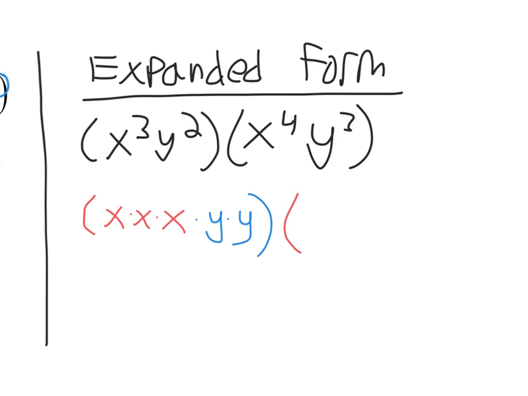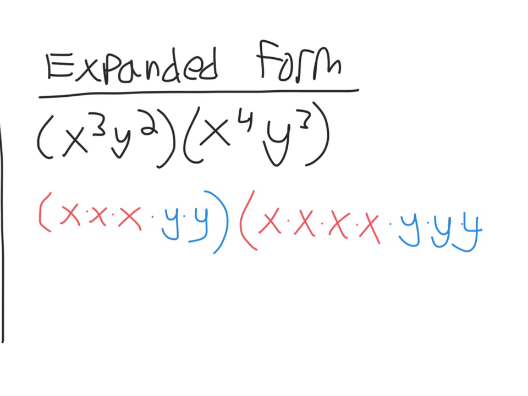All right, in the next parentheses we have x to the fourth, so that's going to be x times x times x times x, and then the y's, there's 3 of them, so that's times y times y times y. Let me move over just a little bit. All right, there we go. That's not a very good parentheses. There we go.